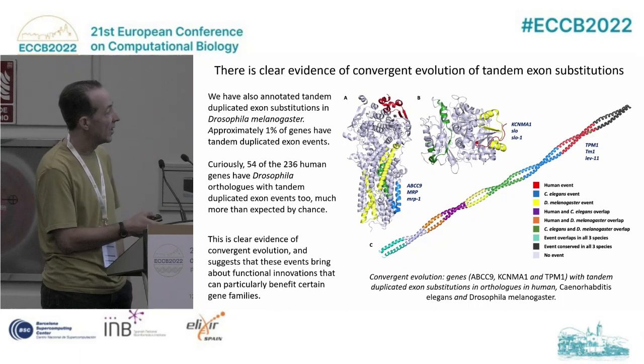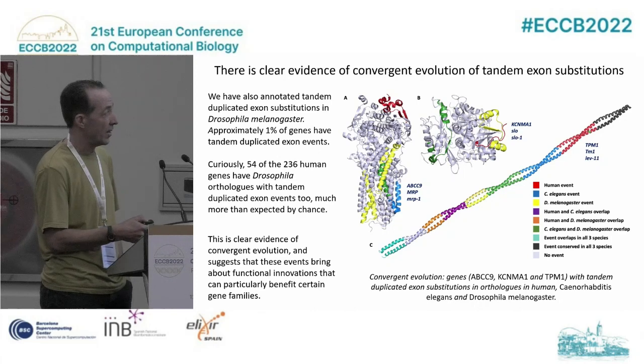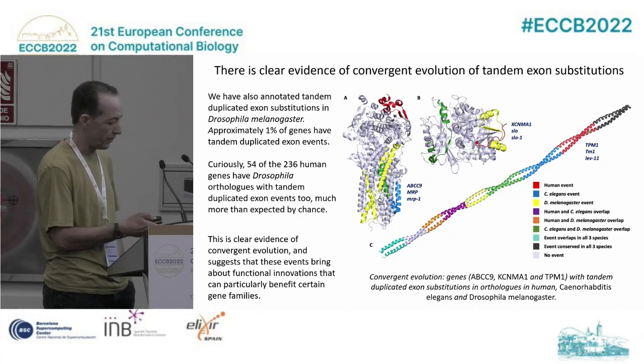Here there's three examples, ABCC, and you can see this is actually not just Drosophila, but also C. elegans as well. So the C. elegans and Drosophila and human tandem exon substitution events are painted on the structure. You can see they're in different places. KCNMA as well, three different colours you can see again. And this is tropomyosin, which is absolutely incredible because the whole of tropomyosin, apart from, I think, this exon, has either a tandem exon duplication event in human, Drosophila or C. elegans, and in fact, in many cases, it has two separate duplication events.